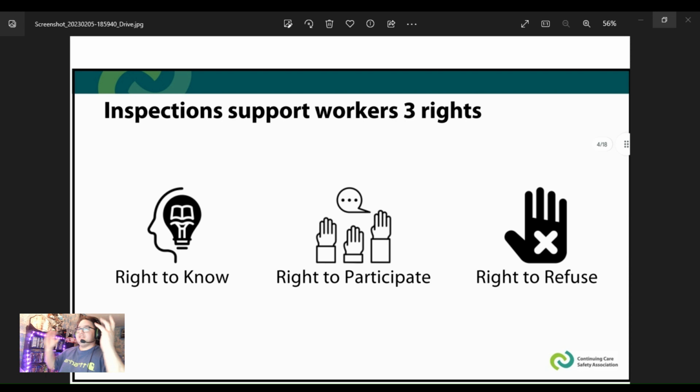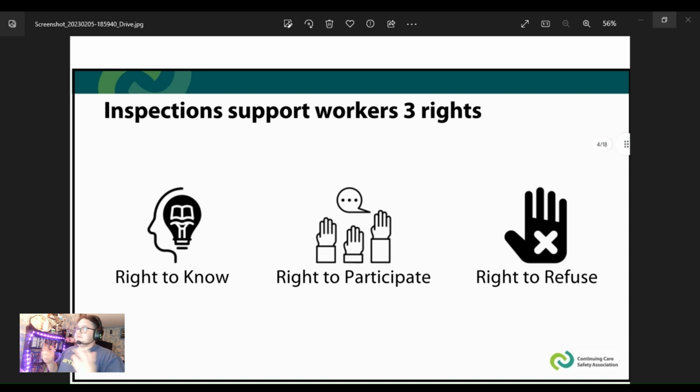So we got our rights of workers: right to know, right to participate, right to refuse. If you grab someone by the collar and press them, like, what are your rights? Most everyone will say the right to refuse. The other ones, though, are very important. So you have the right to participate. Basically, it gives you the ability to join occupational health and safety, to be part of inspections and health assessments, things like that. So you're able to be involved in the inspection and health and safety process.